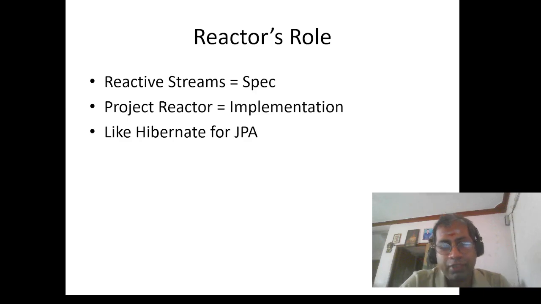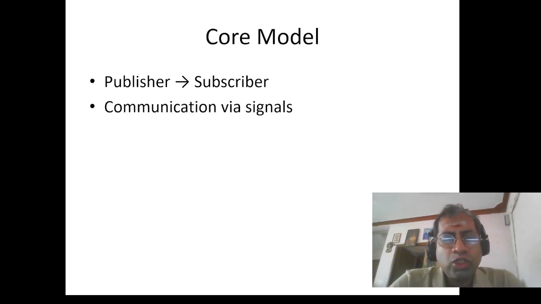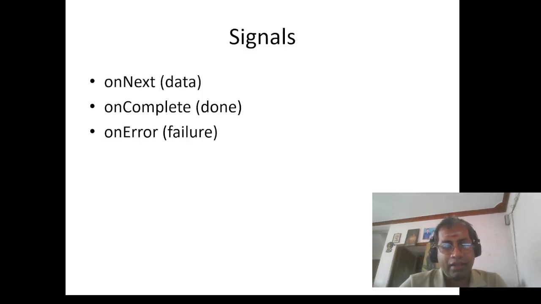At the center of this model, we have two main roles, publisher and subscriber. But this is not just data transfer. They communicate using signals. There are three signals: onNext, which sends data; onComplete, which tells us it's done; and onError, when something goes wrong. That's it. Everything is built on these three.